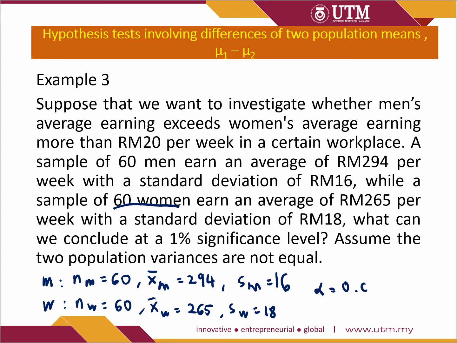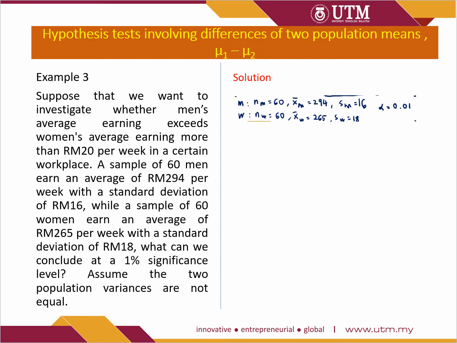So what can we conclude at a 1% significance level? So alpha is given as 0.01. Assume the two population variances are not equal. From this situation, you can see there is no population variance given, so this situation falls under the population variances being unknown, and also the two population variances are assumed to be not equal. So now we have the list of all the important information. Now we identify what hypotheses can be written. We want to investigate whether men's average earning exceeds women's average earning by more than 20 ringgit per week in a certain workplace.